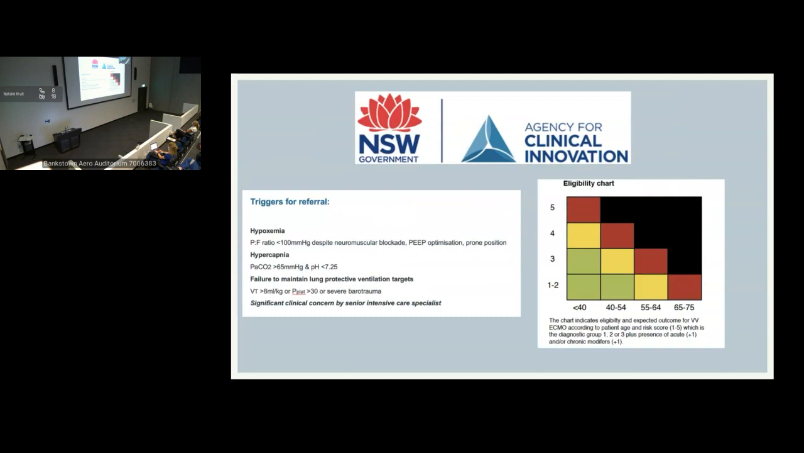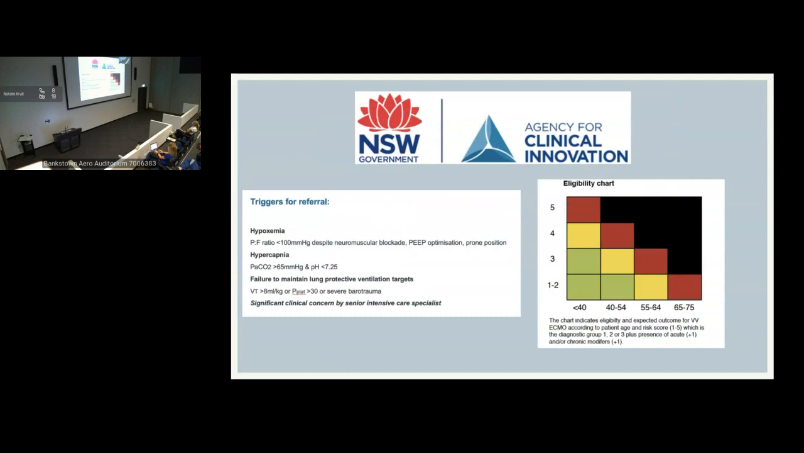So we will still use the scoring system as a guide, and it's actually quite a complicated scoring system to use, as you can see on the right-hand side. But you can see that the triggers for referral are actually quite generous. All you need to score is a PF ratio of 100 or less to actually trigger a referral.